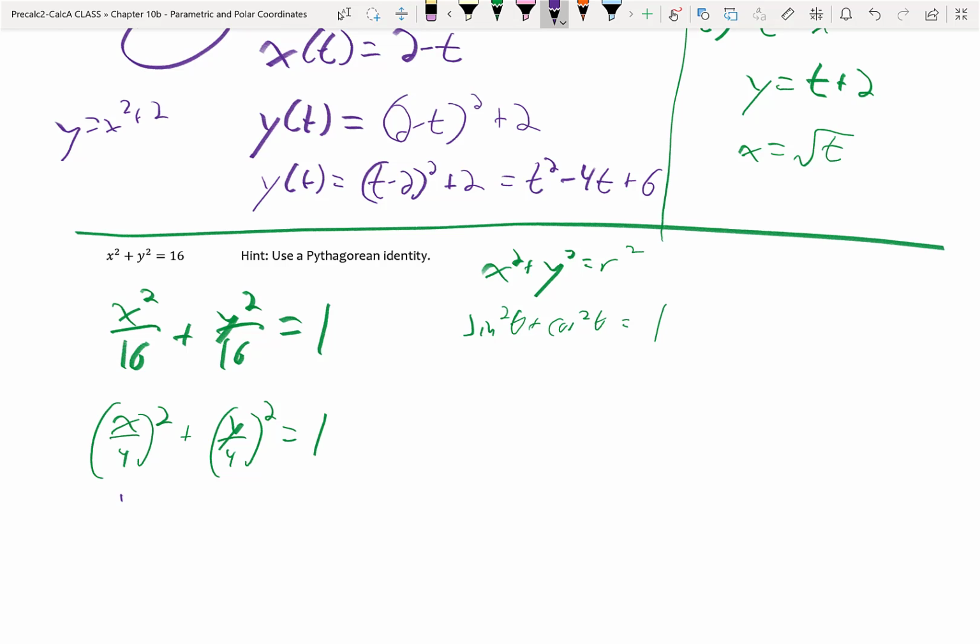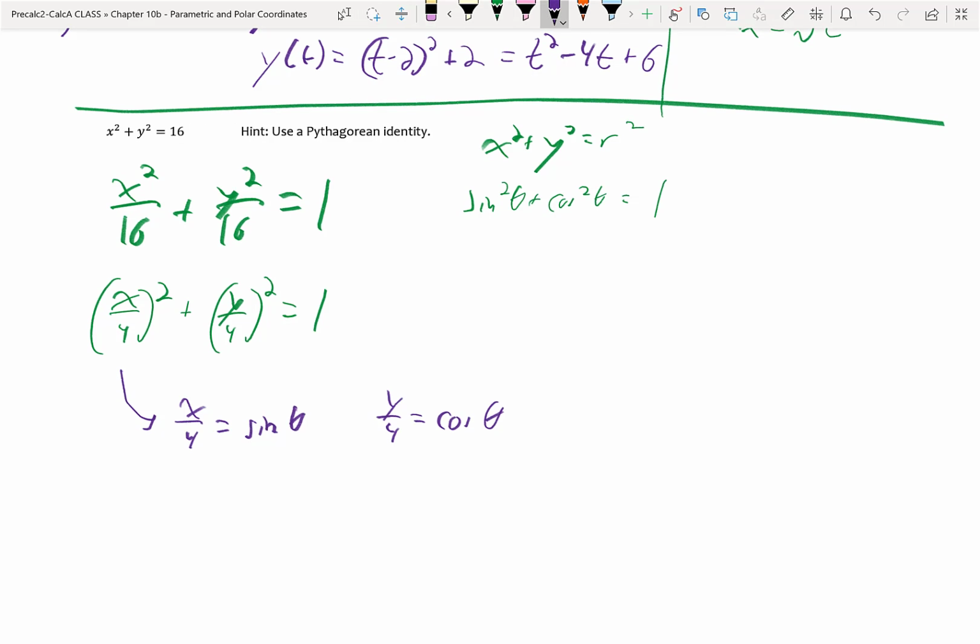And now I simply need to pull this out and say x over 4 is equal to sine of theta, and y over 4 is equal to cosine of theta. So my parametric equations will be x of theta is equal to, oh, that should be reversed, my bad, cosine, sine. X of theta is equal to 4 cosine theta, and y of theta is equal to 4 sine theta.